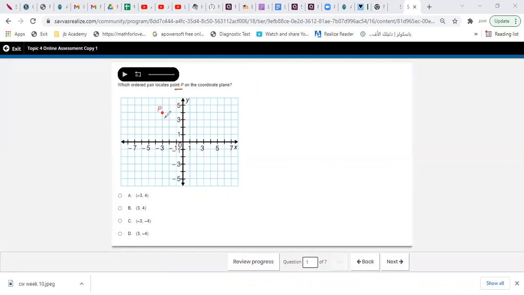Now, to find the ordered pair, we need to find the x coordinate and the y coordinate for P. The x coordinate, we see how many units it goes to the left or the right. Here the x coordinate is -3, and for the y coordinate, we see how many units it goes up. It's 4, so it is -3, 4. So the answer is A.